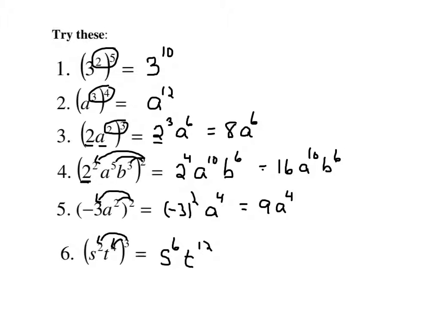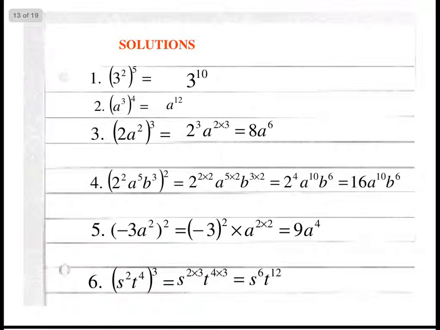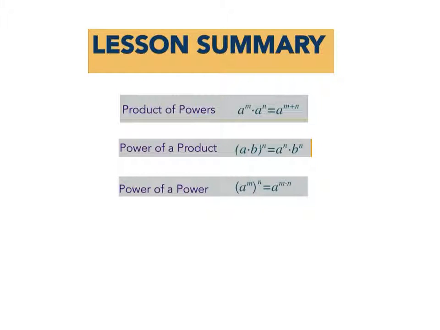So you just have to remember that you're multiplying whenever you raise a power to a power, but you're adding whenever you are just multiplying 2 exponents together. And these are the solutions. And then this is the summary.